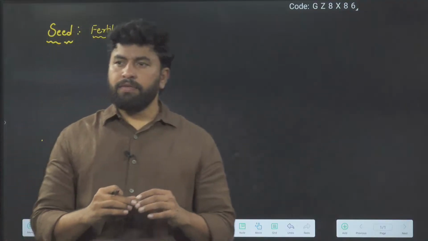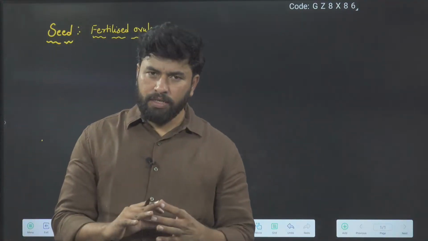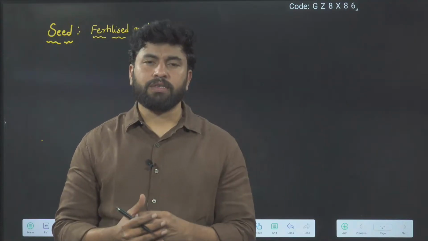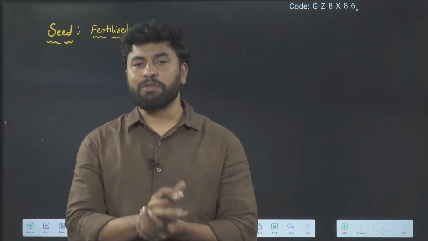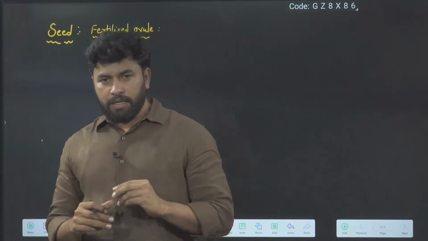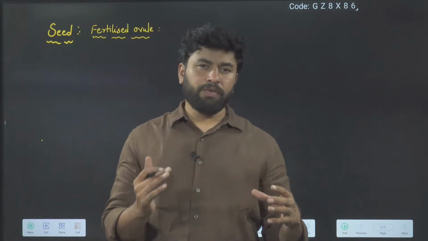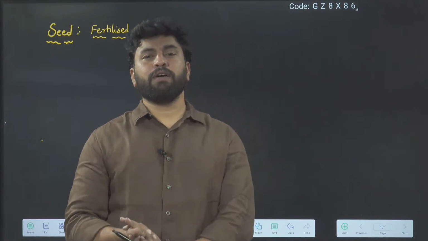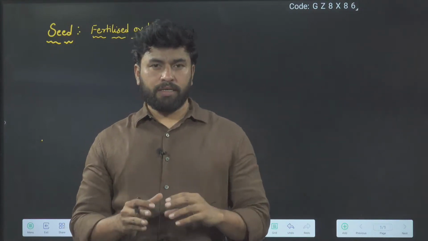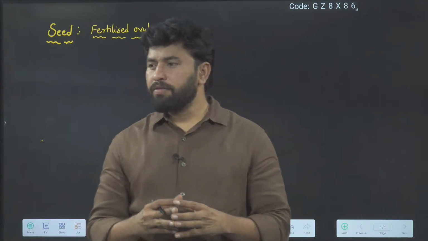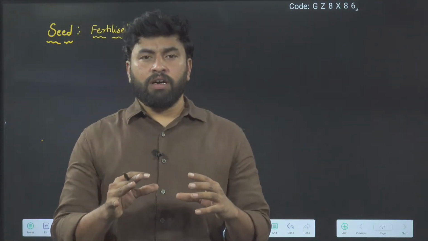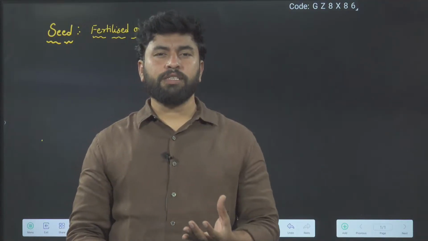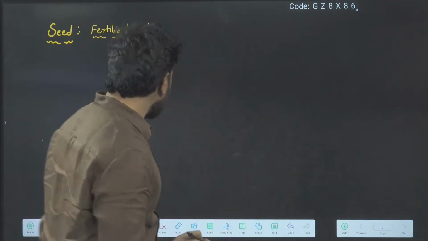Remember, if anybody asks, out of the seed and fruit, which is the characteristic feature of angiosperms? Of course, it is fruit, because in angiosperms, around the ovules, ovary is present. Ovary is the source for the development of fruit. But seeds are common in all spermatophytes, which are both gymnosperms as well as angiosperms.